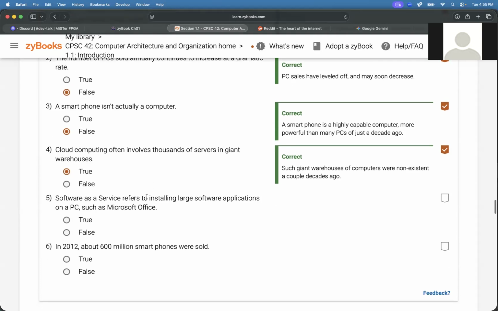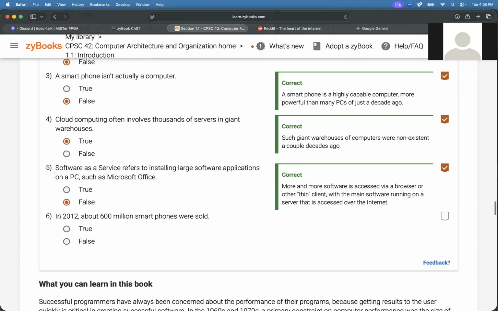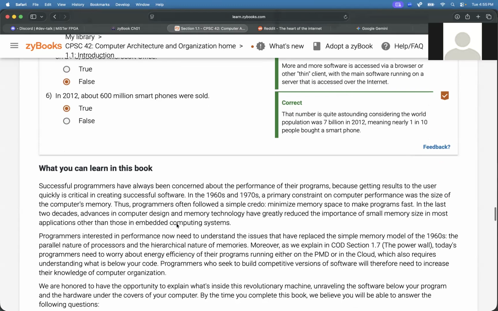Software as a service refers to installing large software applications on a PC. No, that's not. Software as a service means web applications, basically. In 2012, about 600 million smartphones were sold. I have no idea. Let's say yes.